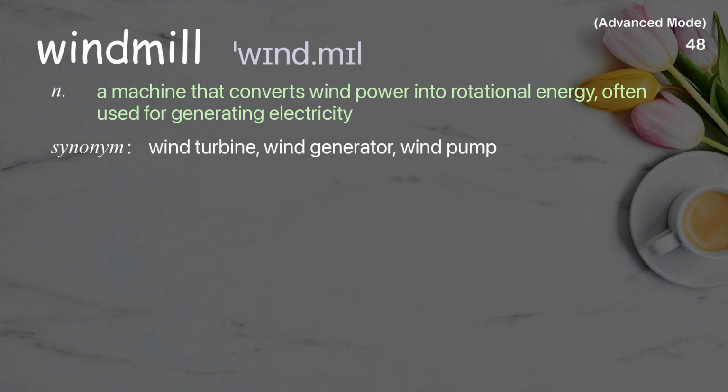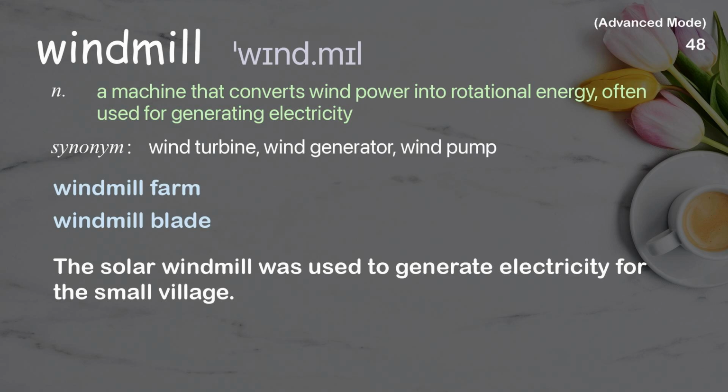Windmill. A machine that converts wind power into rotational energy, often used for generating electricity. Examples: Windmill farm. Windmill blade. The solar windmill was used to generate electricity for the small village.